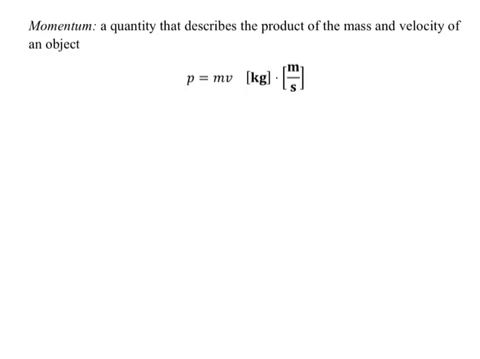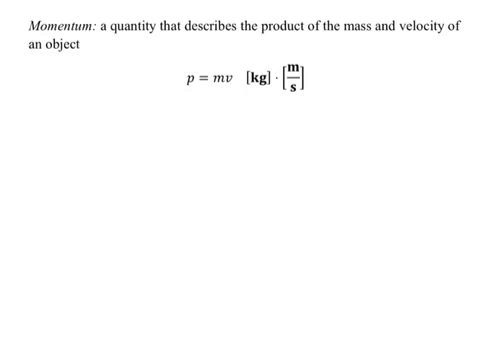At the first definition of momentum. So momentum is a quantity that describes the product of the mass and velocity of an object. That's all it is. Momentum is defined by the letter P, lowercase p. What was uppercase P from last chapter? Power. Okay, not to be misconstrued with momentum. Momentum is lowercase p.